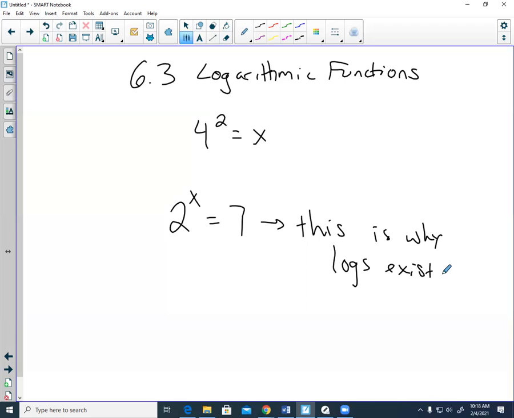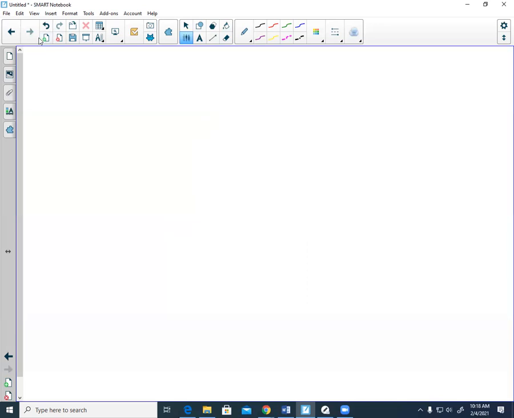Now, there is a big idea that we need to get very comfortable with, because I'm going to ask you to do this over and over again. There is something called log form and exponential form.